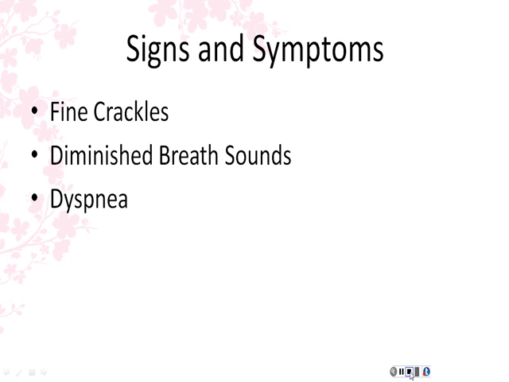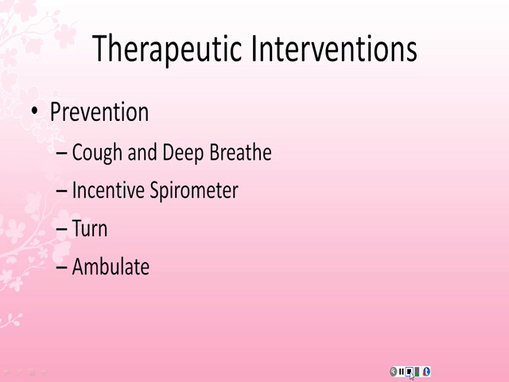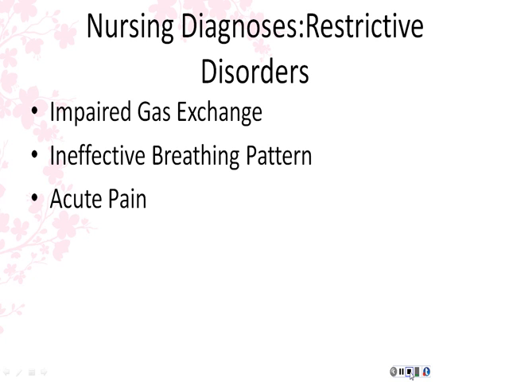For therapeutic interventions, the focus of nursing care is really on prevention, so patients should be taught the importance of coughing and deep breathing, using an incentive spirometer, turning or changing positions frequently as mentioned, and then ambulating as soon as they possibly are able. Nursing diagnoses for restrictive disorders would be impaired gas exchange, ineffective breathing pattern related to acute pain, or acute pain related to any one of those disease processes.